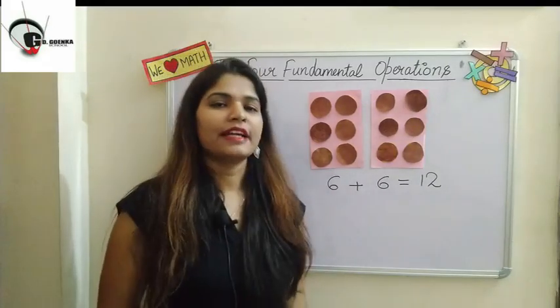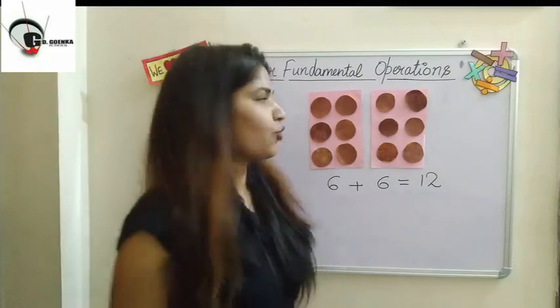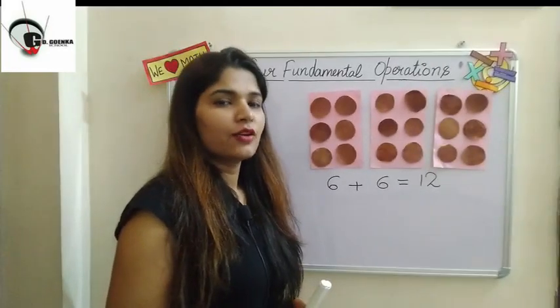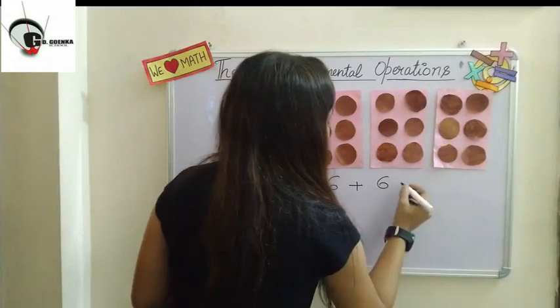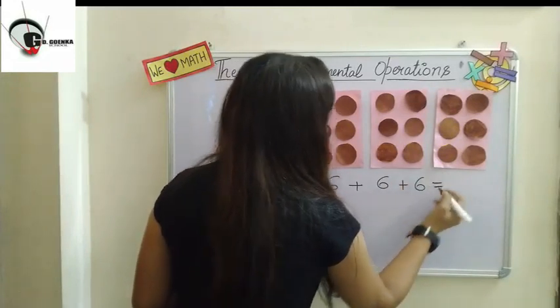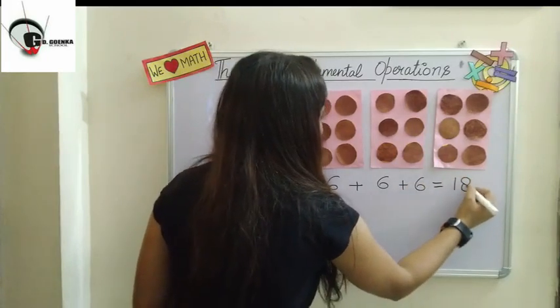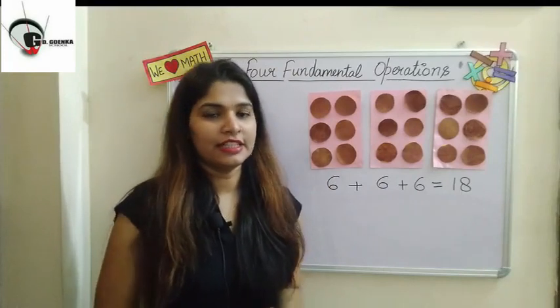Now what happens if another tray comes? If we bring one more tray of cookies, how many cookies do we have together? Yes, we will add 6 more cookies and we will have 18. Now there are a total of 18 cookies with us.